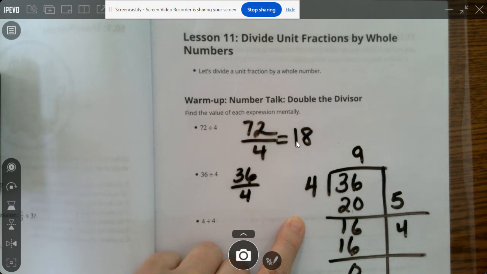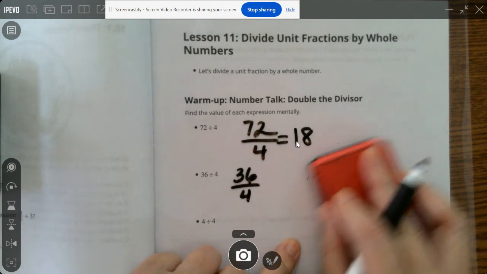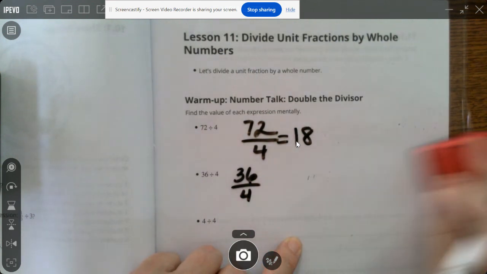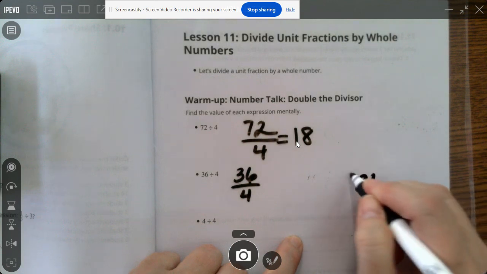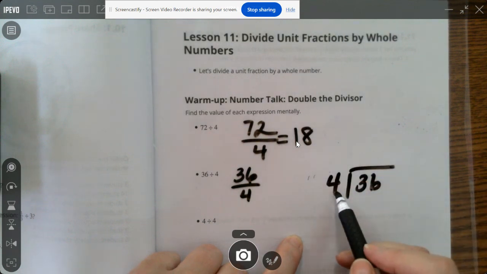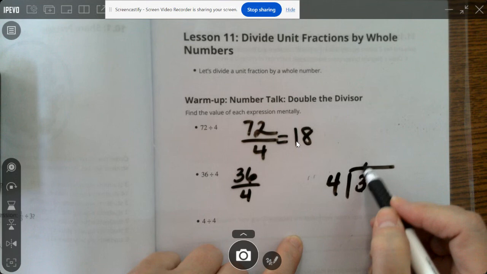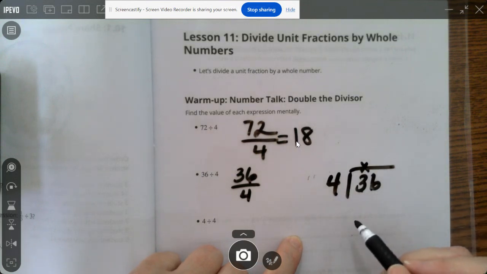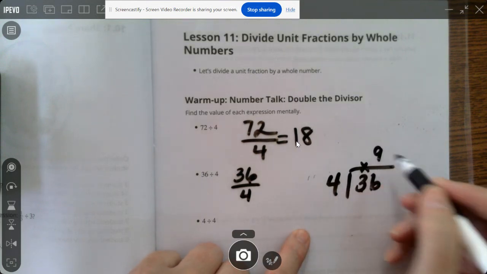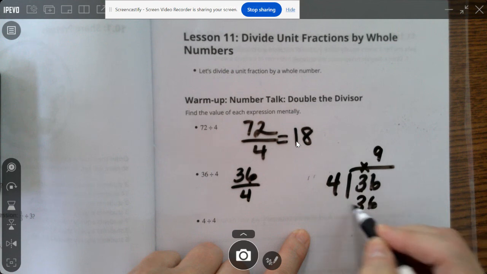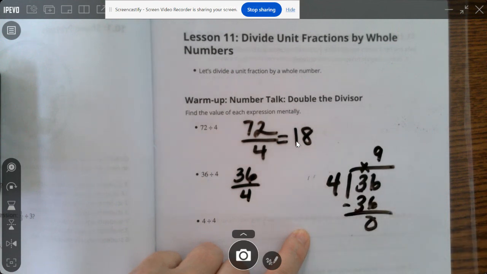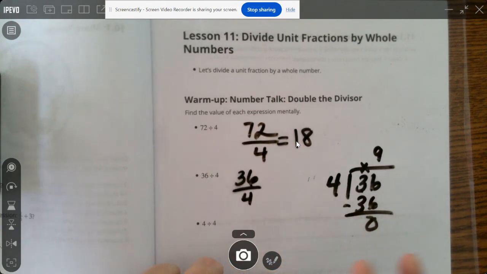To do this with the standard algorithm, can 4 go into 3? No. Can 4 go into 36? Yes, 9 times. 9 times 4 is 36. See how much faster that was? Yeah. But the forgiving method is good if you don't know your facts and sometimes they're a little too big.